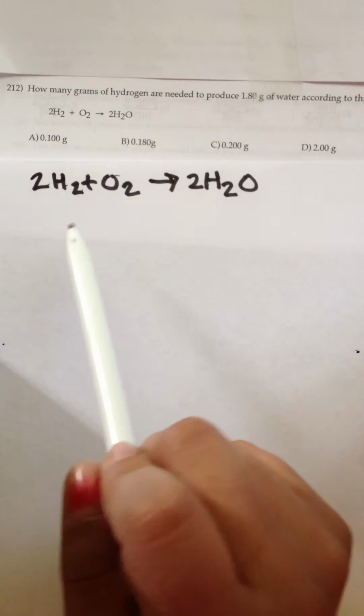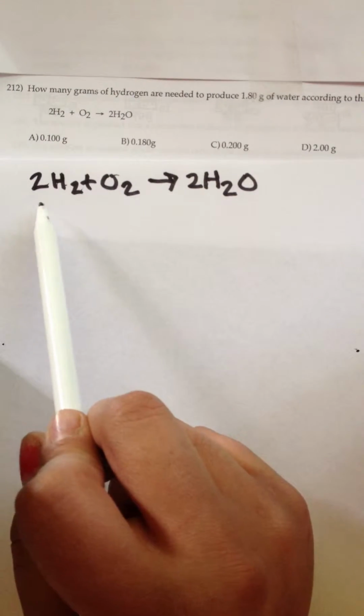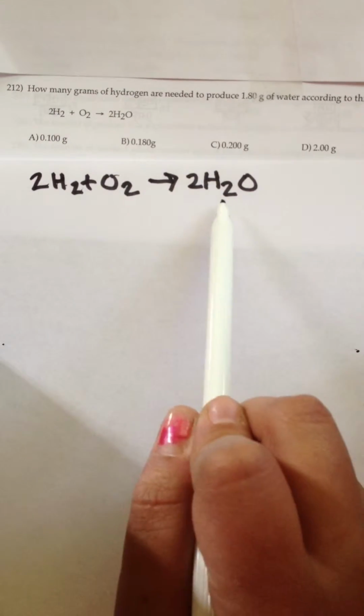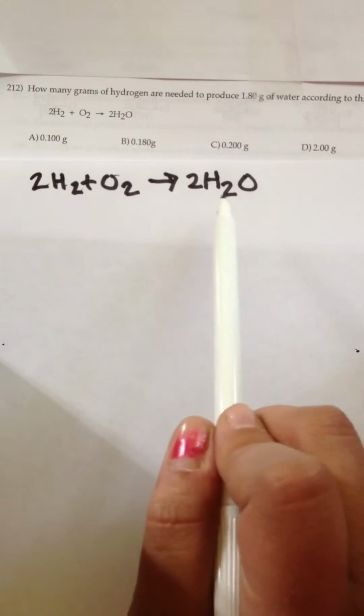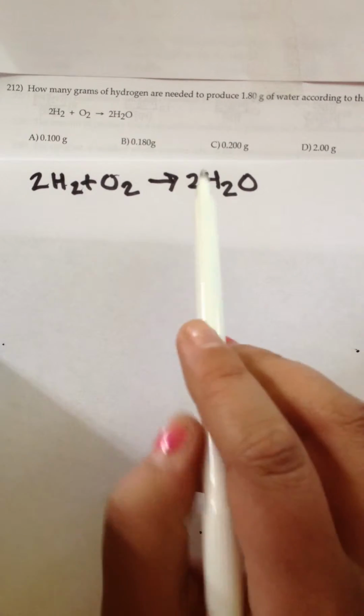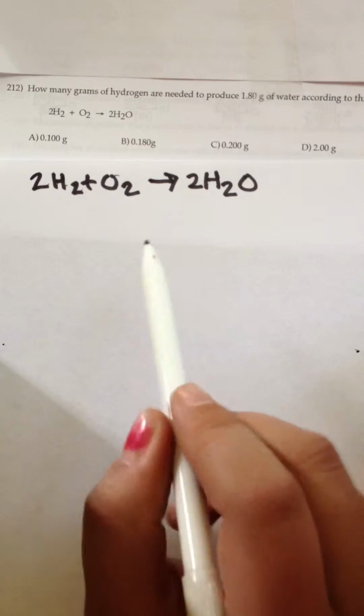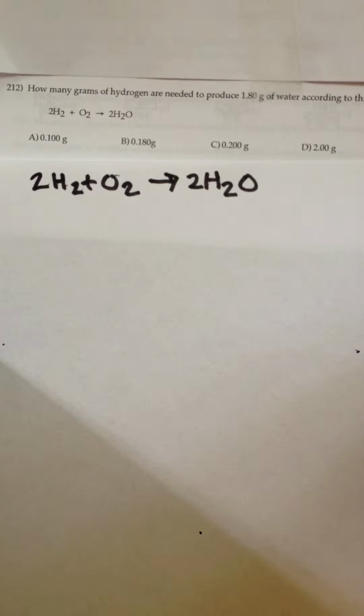Okay, first thing we have to do is make sure that the equation is balanced. So we have 4 hydrogen. We have 2 oxygen and 2 oxygen. Since this is balanced, we can go ahead and order all of our information that we have.